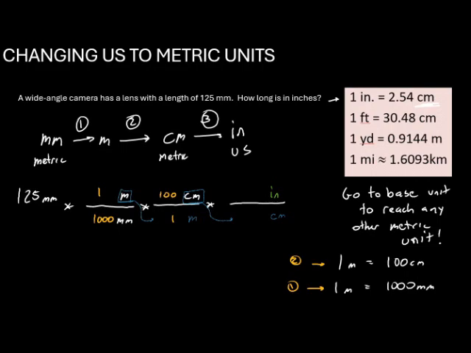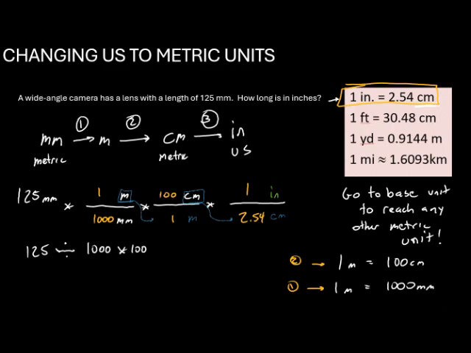Then for our third fraction, we'll need inches and centimeters. That's going to be the first line in this table. 1 will go next to inches, and 2.54 will go next to centimeters. Now let's do the math. We'll begin with our 125. We will multiply by 1, which I can skip because multiplying by 1 will not change the answer. Then we'll divide by 1,000. Then we'll multiply by 100. Then we divide by 1, but dividing by 1 won't change our answer.